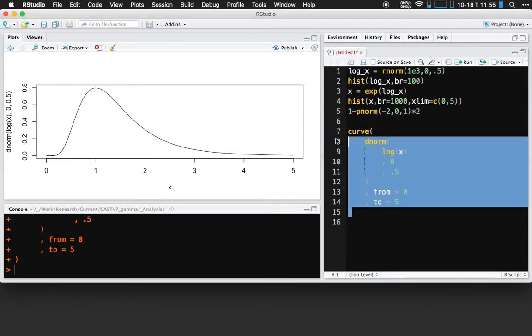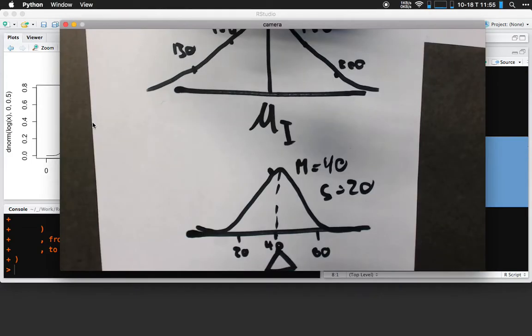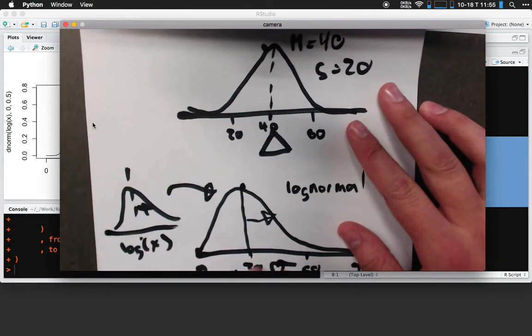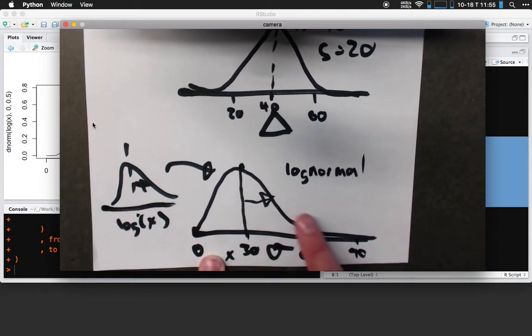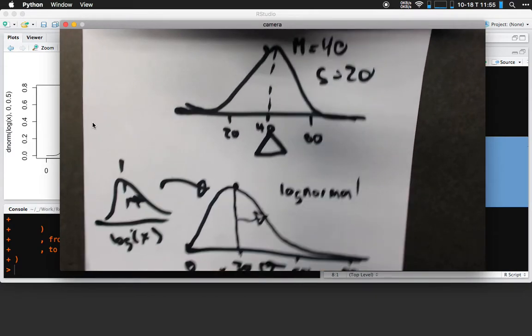So yeah, back to the original example. We wanted a curve that peaked at 30 and had a general variability like this, such that we still had a little bit of support at 60, but not so much at 90.